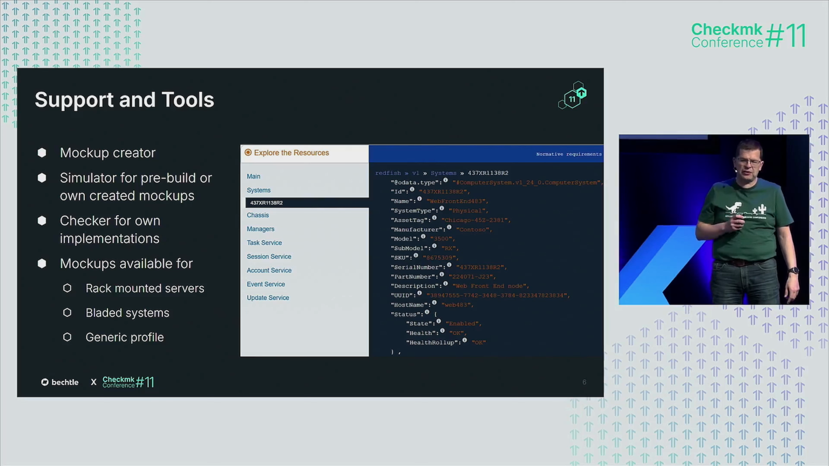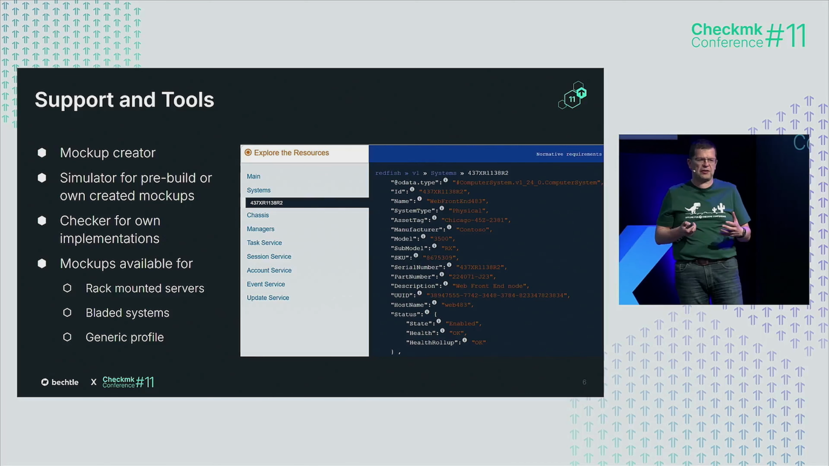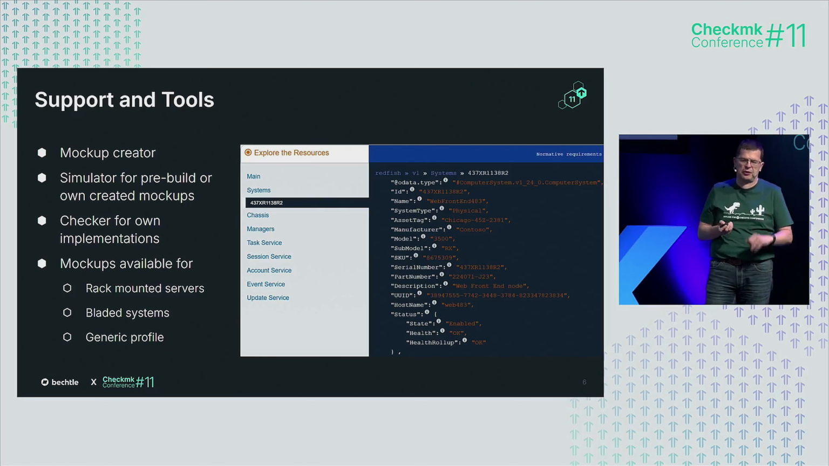What's also nice, if you do not have all systems live available to make such dumps, the DMTF also provides predefined dumps for standard devices like rack-mounted servers, blade systems, and so on.